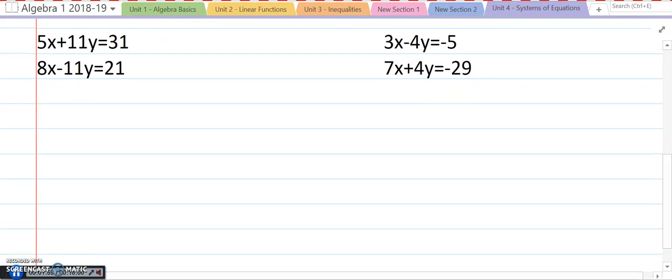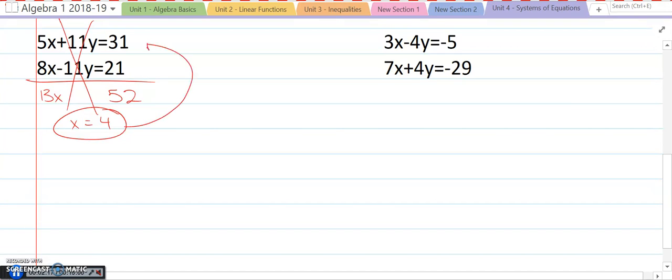In this one, you can clearly see that if you just add these two equations together, it's going to clear out the entire y variable. You get 13x equal to 52, which makes x equals 4. Easy, too easy almost. Take your answer, plug it back in. 5 times 4 plus 11y equals 31. Solve it all the way out, and you get y equals 1.